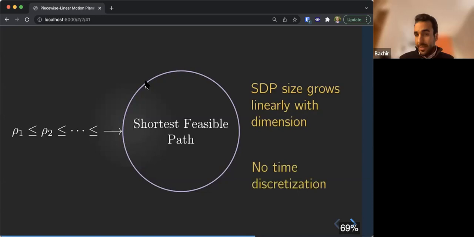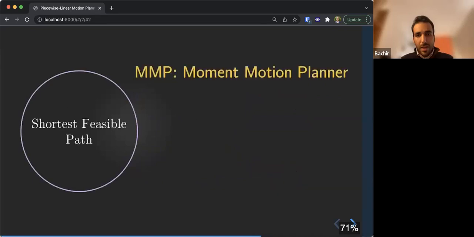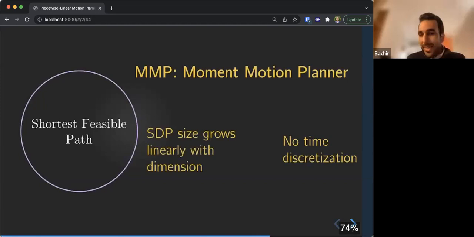And this is in continuous time. This gives you lower bounds, but in practice, sometimes you want a feasible path, you want upper bounds. You actually care about finding a path that you can feed to your controller, to your robot, or something like that. So we adapted methods that give you lower bounds to a method that gives you upper bounds, that gives you feasible paths. Before I tell you the main idea, it is the same as this one, meaning you don't require time discretization, and it's based on semi-definite programs whose size grows linearly.